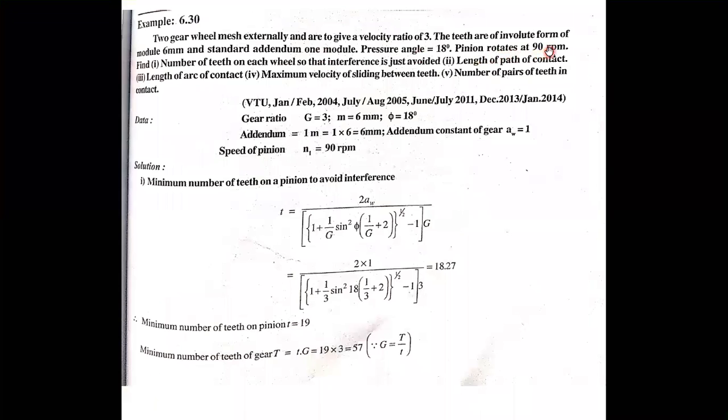Pinion rotates at 90 rpm. Find the number of teeth on each wheel to avoid the interference, length of path of contact, length of arc of contact, maximum velocity of sliding on the teeth, and number of pairs of teeth in contact. We already solved this type of problem. Only the values change.